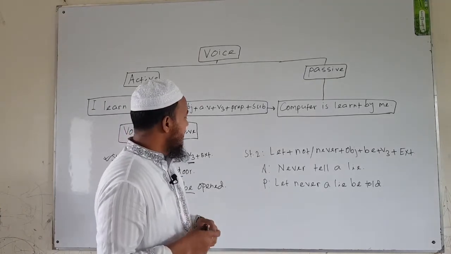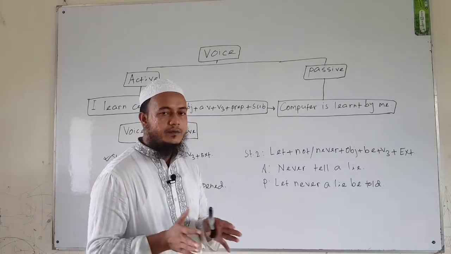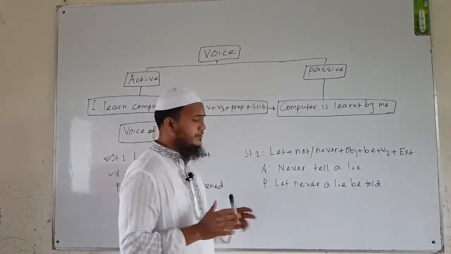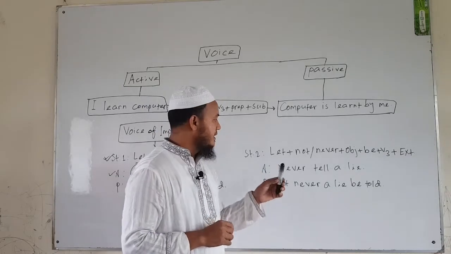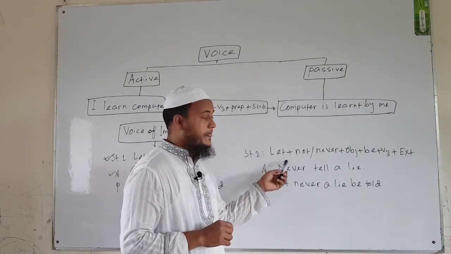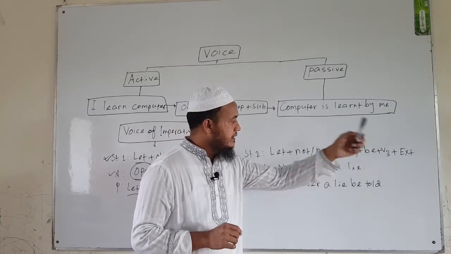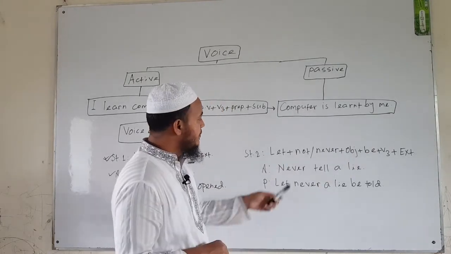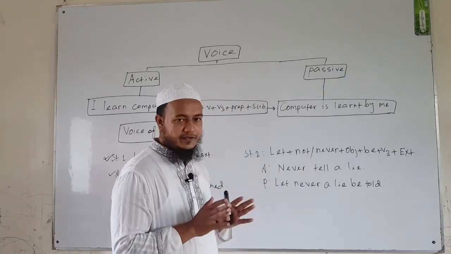And now I will show you how to change the negative imperative sentence into passive, okay. So if you see the sentence is negative, you will have to follow this structure. At first you have to use let and then not or never, object, be, V3 and the rest of the part. So why not or never? Because we are changing the negative sentence here, all right.